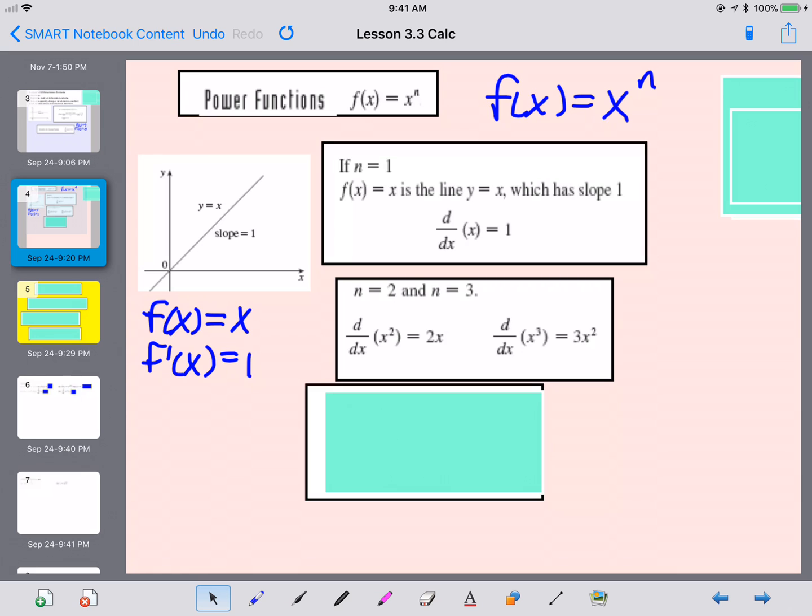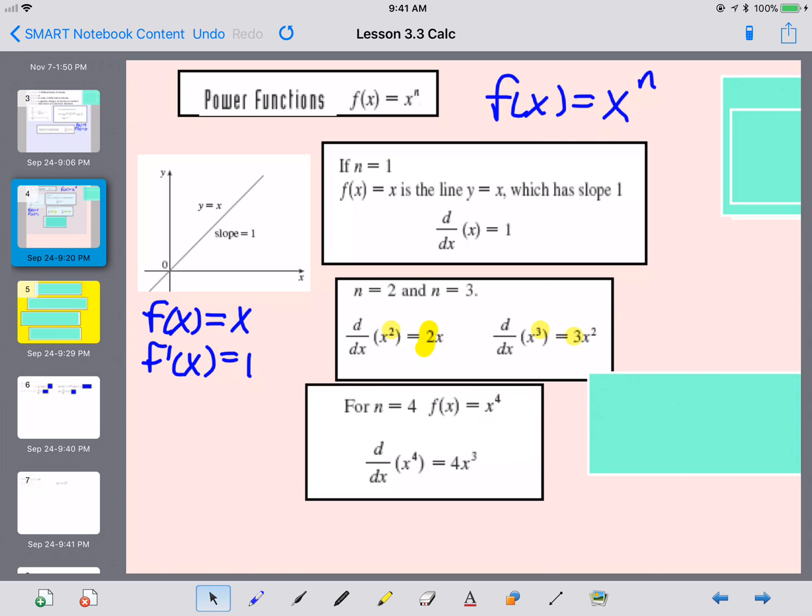So every time we do this, our power drops by 1. And what else happens? Do you move the exponent in front? Yes. Look at our x squared here. The square dropped down in front and the power reduced by 1. The cube dropped down in front and the power reduced by 1. No matter what the power function, look at our 4. The 4 dropped down in front and the power went down by 1.